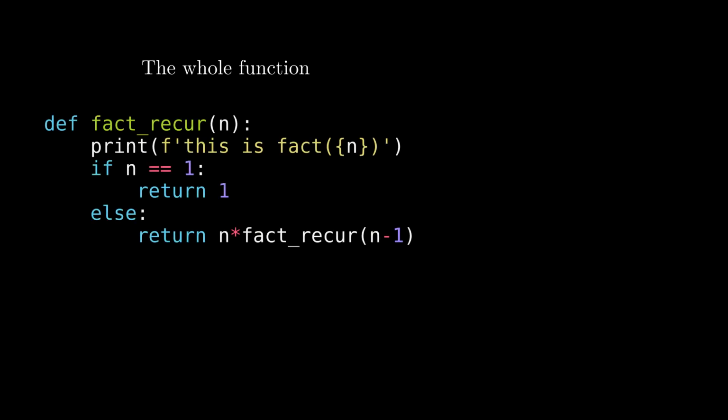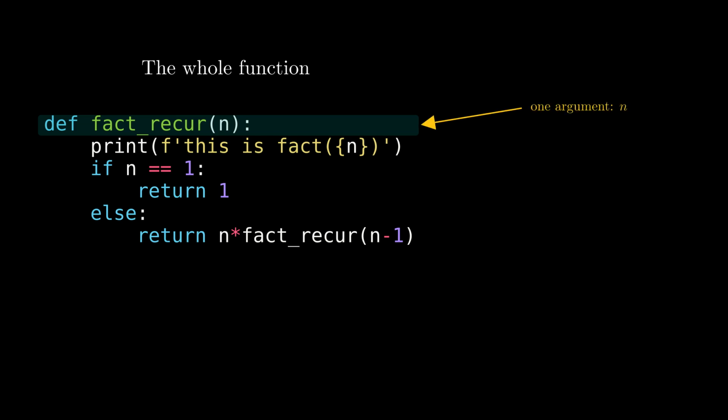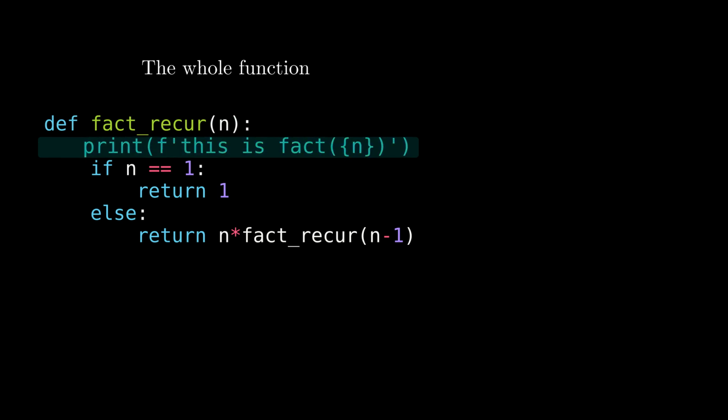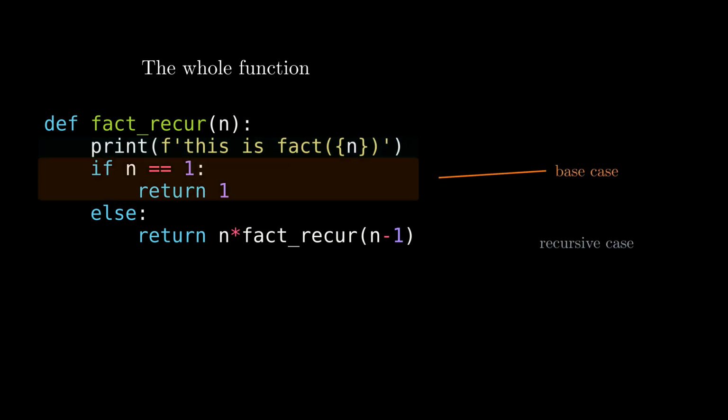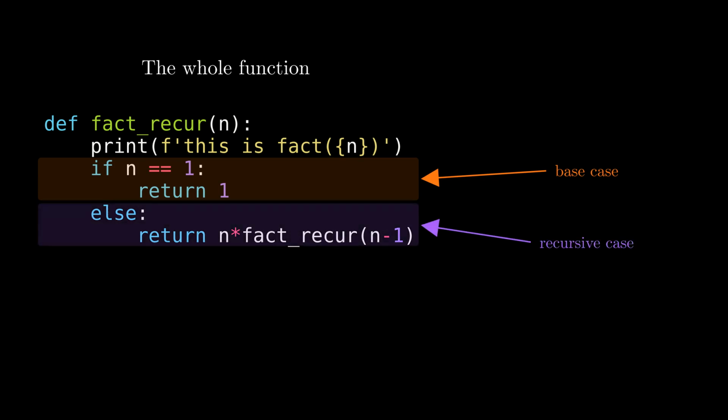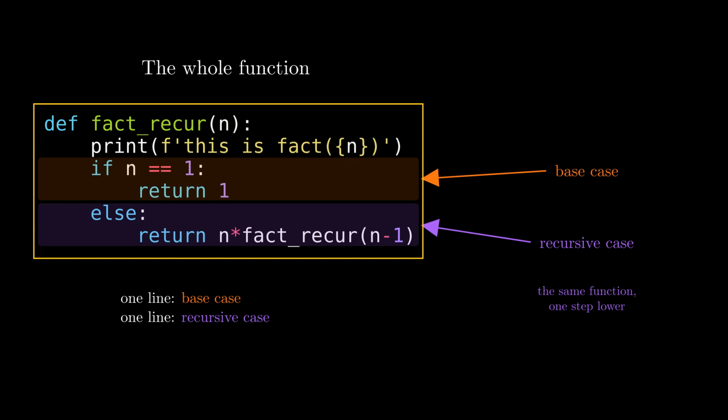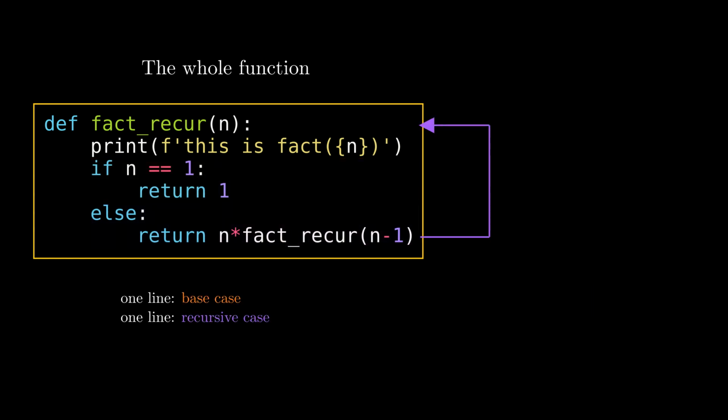Here is the whole function. We call it fact_recur, and it takes one argument, n. The first line prints a message announcing which call is running. That will let us watch the calls happen. Then the two pieces we planned. The base case, if n is equal to 1, return 1. The recursive case, otherwise, return n times fact_recur of n minus 1. One line for the base case, one line for the recursive case, and the function is written in terms of itself. That is the entire implementation.